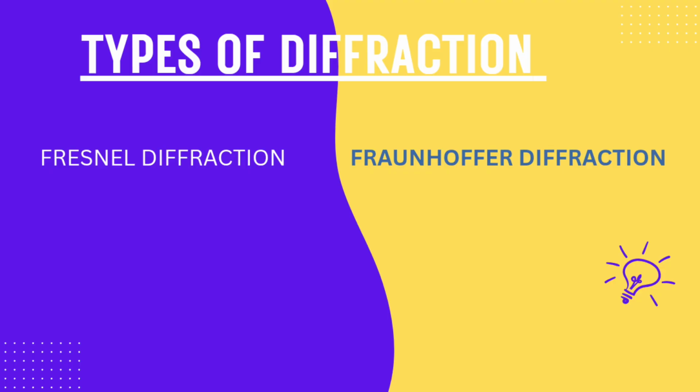So hey guys, there are two types of diffraction phenomena. One is Fresnel diffraction while the other is Fraunhofer diffraction. In Fresnel's diffraction, the source or screen or both are at finite distance from the obstacle, while in Fraunhofer's diffraction, the source of light and the screen are at infinite distance from the obstacle. So we can say that in Fresnel's diffraction, distance matters, while in Fraunhofer's diffraction, inclination matters.